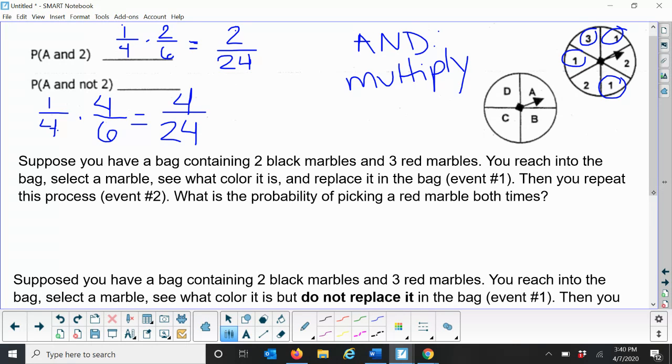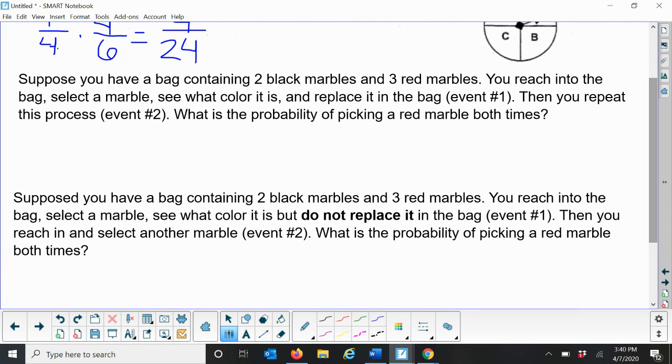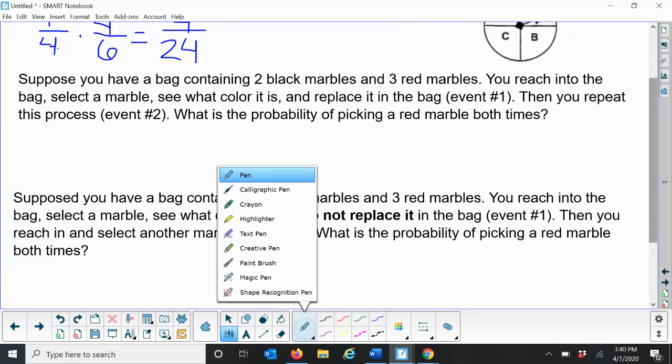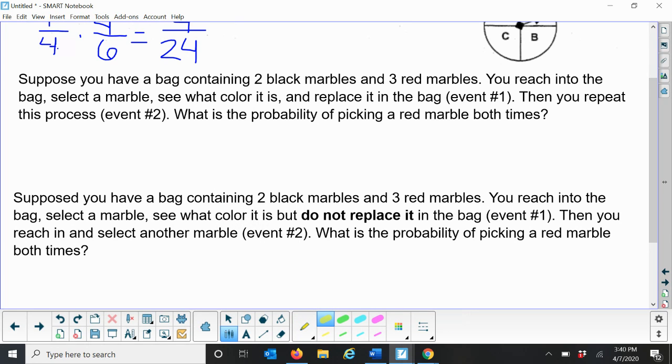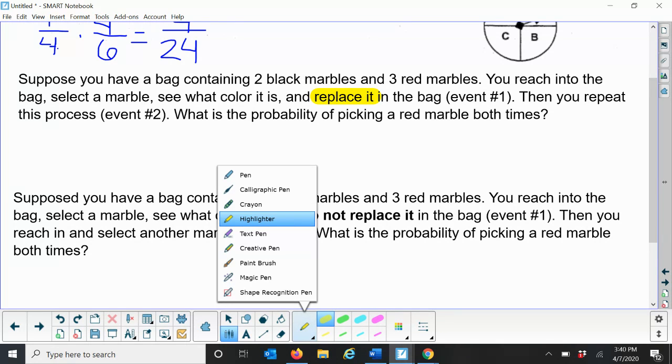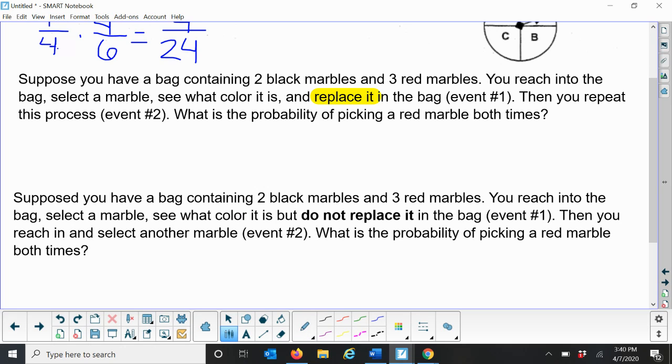For our next one, we are talking about marbles. So in this bag of marbles, we have 2 black marbles and we have 3 red marbles. So we have a total of 5 marbles. And we reach into the bag and we select a marble. We see what color it is. And then we do something very, very important. We put it back. We put that marble back into the bag. And then we repeat the process for the second event. So what is the probability that I get a red both times? So a red and a red.